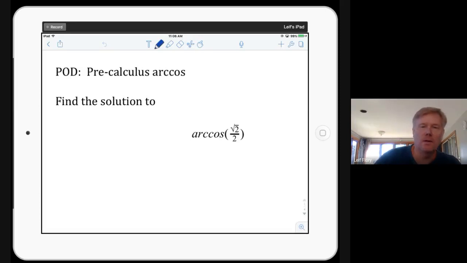Okay. Let's see. So I guess I've already given you guys a minute or two. If you haven't already, why don't you take a minute and solve this problem of the day? Okay, the activator. It's find the solution to the arc cosine of the square root of 2 over 2. And you probably want to try to do that with no calculator.